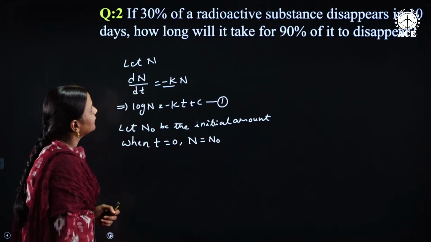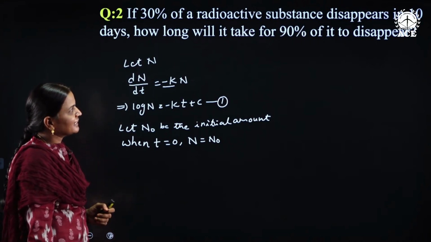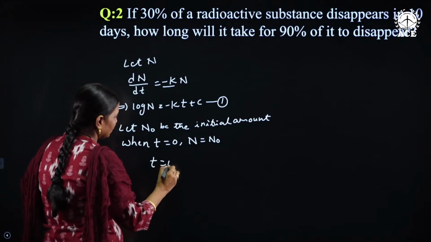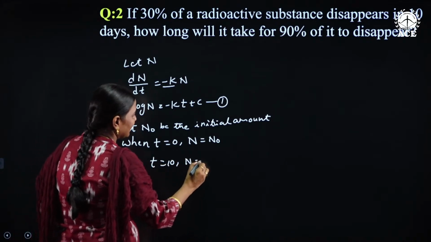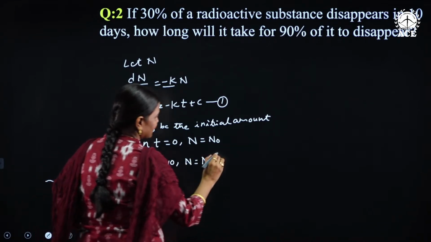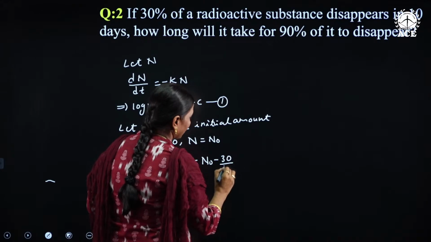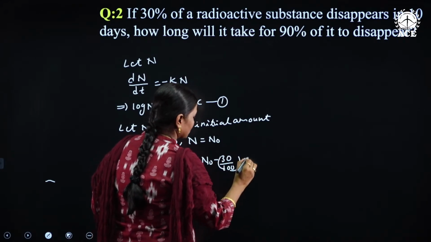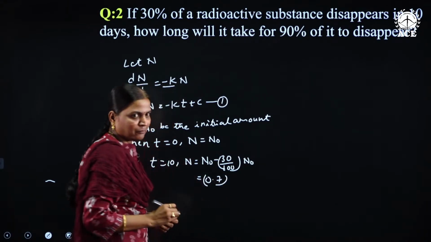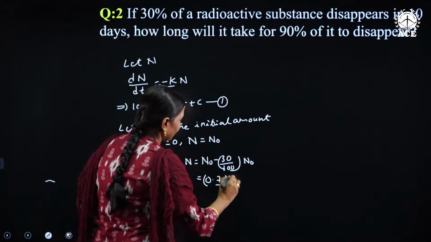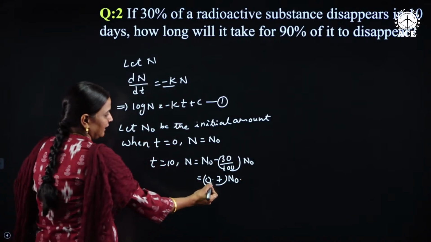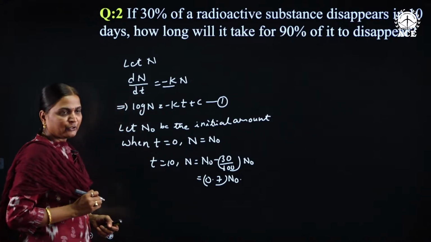And given that 30% of a radioactive substance disappears in 10 days, that means when T is equal to 10 days, N is equal to the initial amount minus 30%. So N naught minus 30 by 100 into N naught, that is equal to 0.7 N naught. That means 70% is there. So when T is equal to 10, N is equal to 0.7 into N naught.